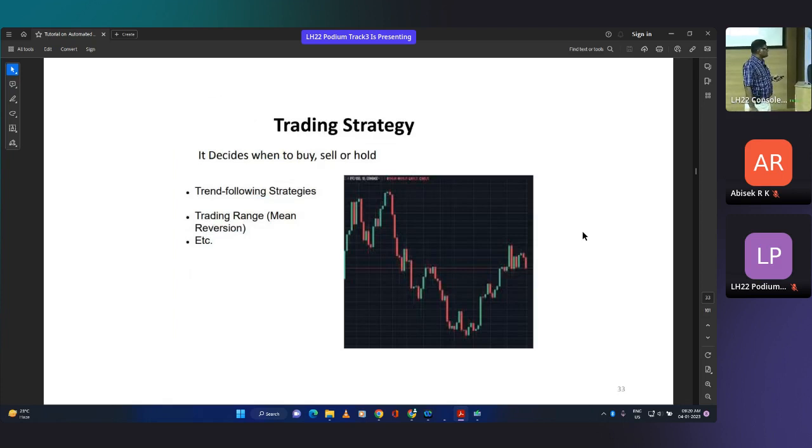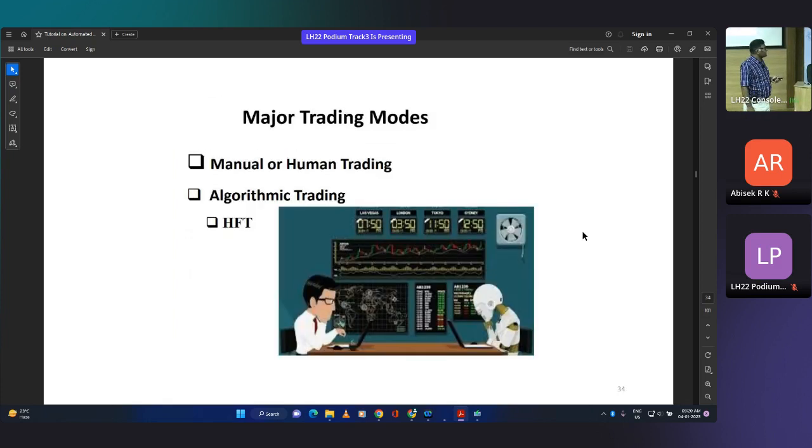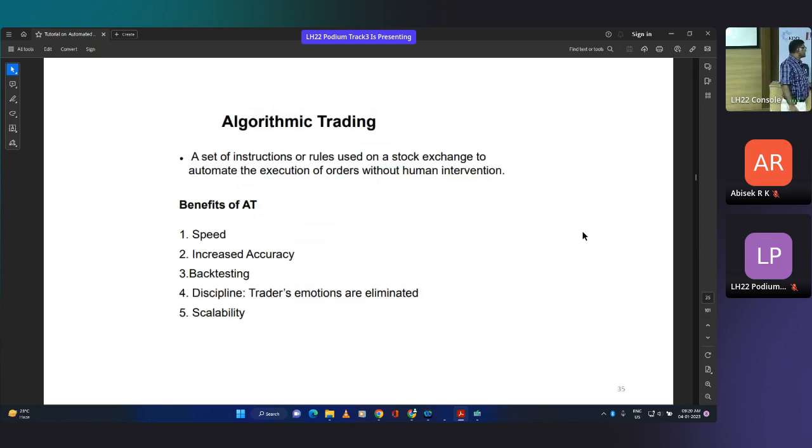So obviously we are trying to build trading strategies, and we know that manual or human trading and algorithmic trading are the two major things. And one of the factors of algorithmic trading is HFT, that is high frequency trading, and that is something that most of the quants people are doing. But we are not focusing on that. We are focusing on retail investors, retail customers.